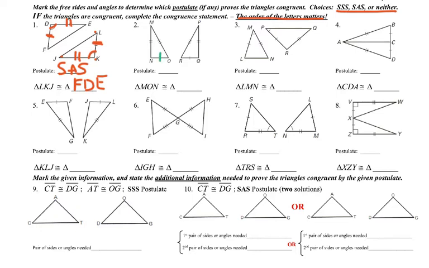Next one, what's represented is a pair of sides, a pair of sides, a pair of sides. That's the side, side, side postulate. M goes with P, O goes with Q, N goes with R. Has to be in that order.